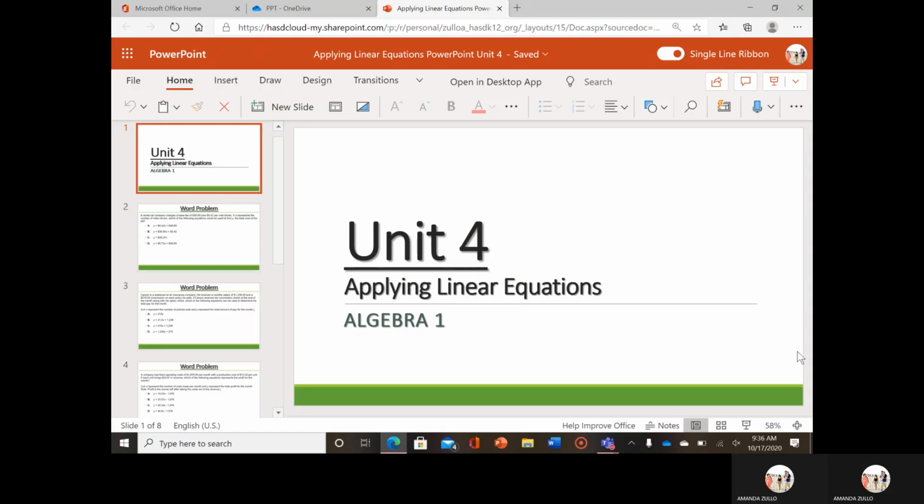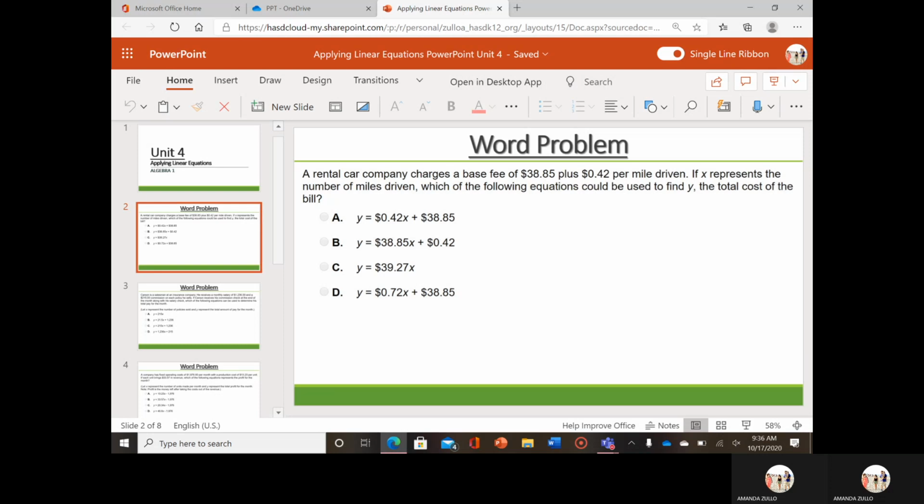Today we're starting Unit 4, applying linear equations. These are our word problems. So I'm going to read the word problems and then I'm going to show you how to do them. They're not as hard as you might think word problems could be. And a lot of them don't require you to actually answer them, more like set them up.